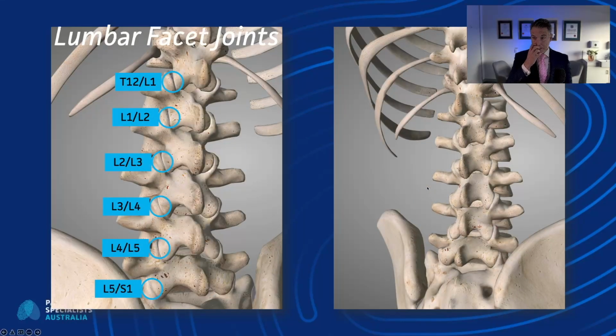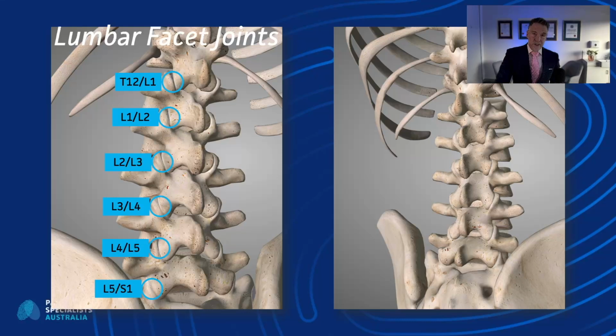So let's have a look at the diagram on the left. You have the ribs, which you can quite easily see. There is the 12th rib, there is the 11th rib. So below the 12th rib, or at the 12th rib, is the T12 vertebral body. Below the T12 vertebral body is L1, L2, L3, L4, L5, and then that combines and connects with the sacrum.